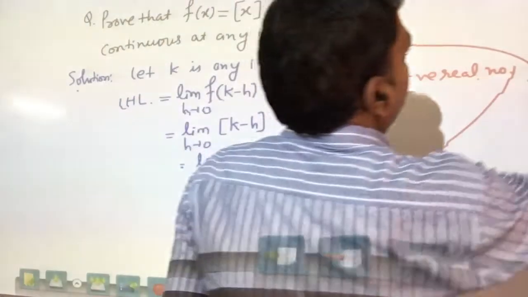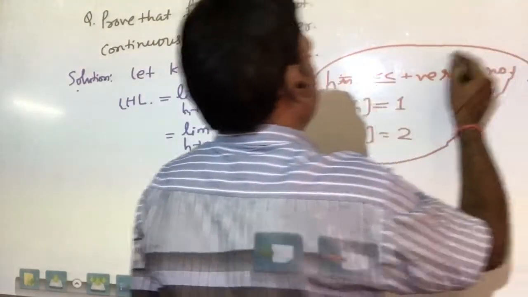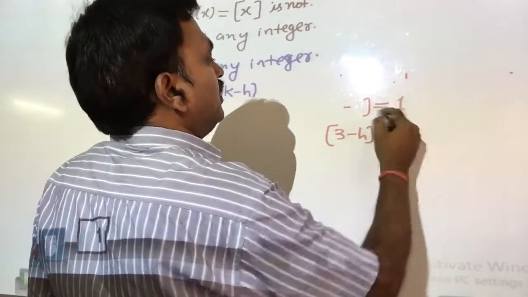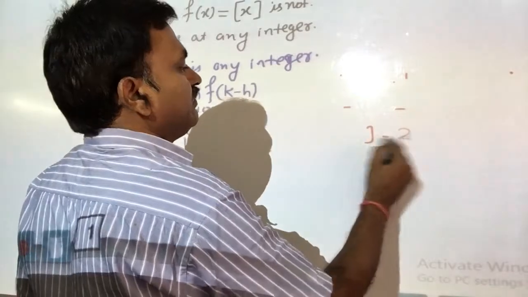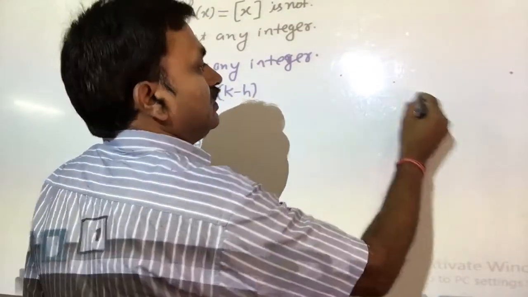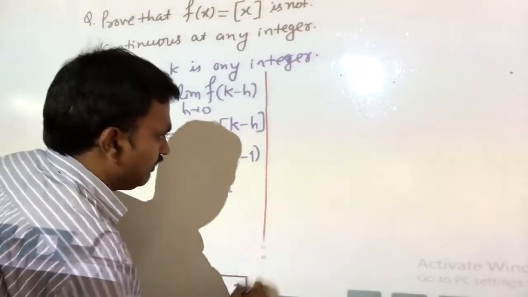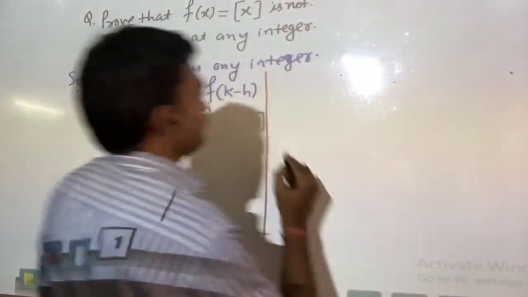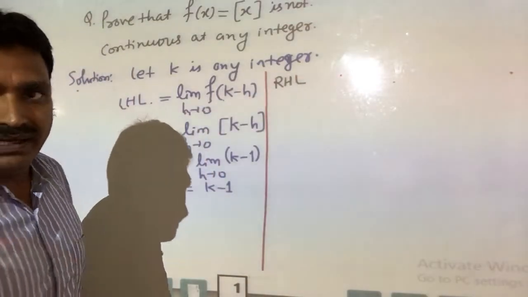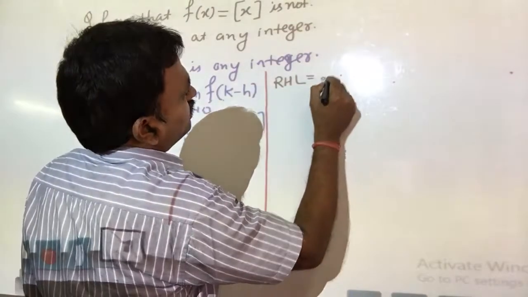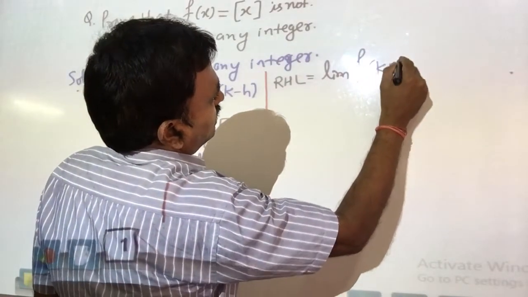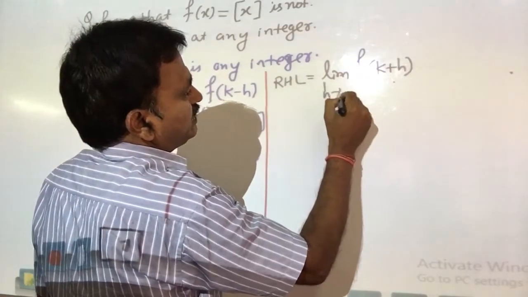Now again we will find the right hand limit at this point k. So I will write here: the right hand limit is equal to the limit of the function at k + h, as h tends to 0.